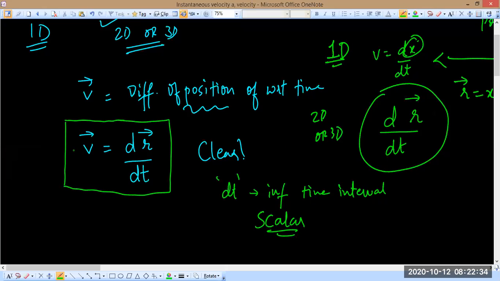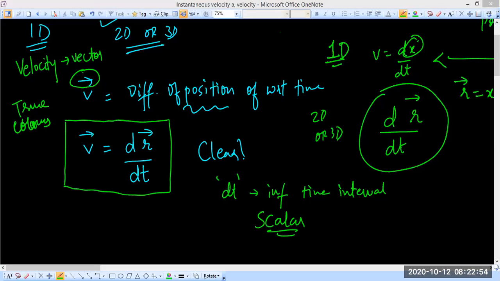So I will now once again explain why we have vector here. First of all, in the previous chapter also I warned you that velocity is a vector, right? Here it is just going to show its true colors. So v vector is dr vector by dt. Why is the velocity a vector? Why should it be a vector? Okay, let's talk about that.